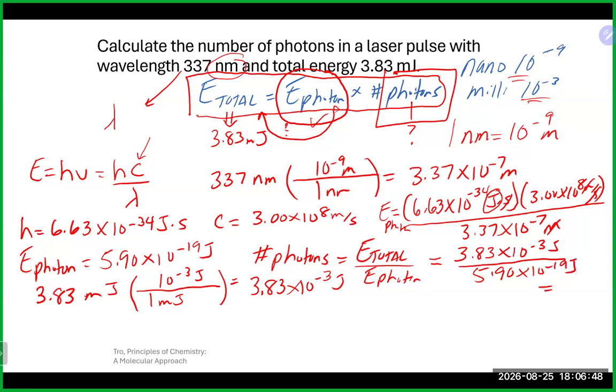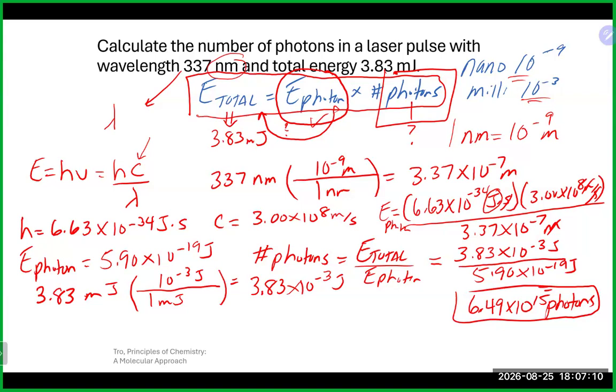And that's going to give me a lot more numbers than probably I could put in that space. So we'll move it over, probably 5.9 to the minus 19. That's going to get me something like 6.49 times 10 to the 15 photons. Yeah, that's a lot of photons, just providing that much energy.